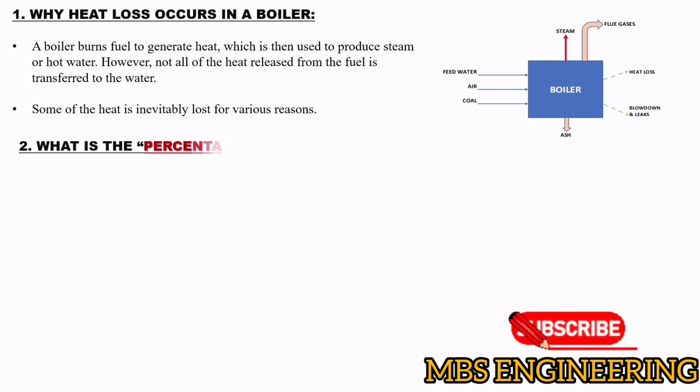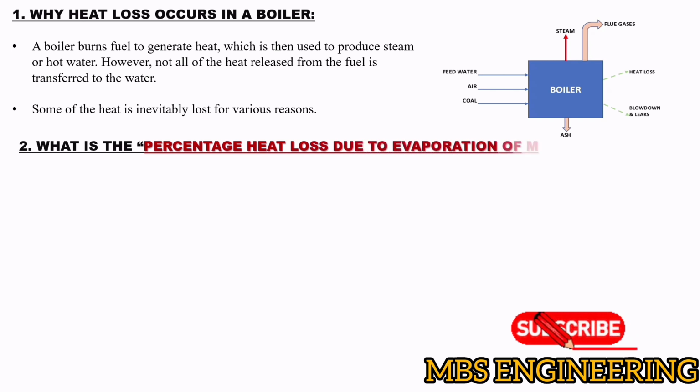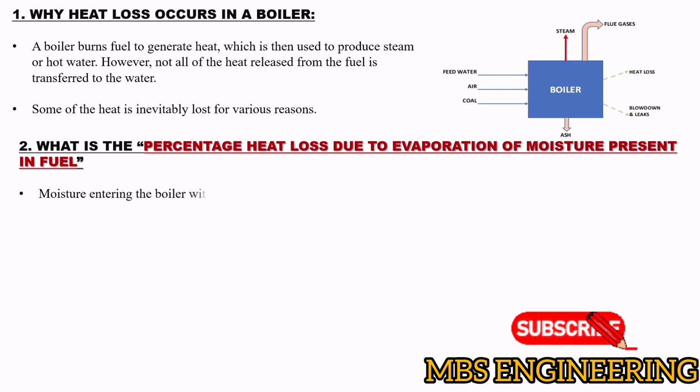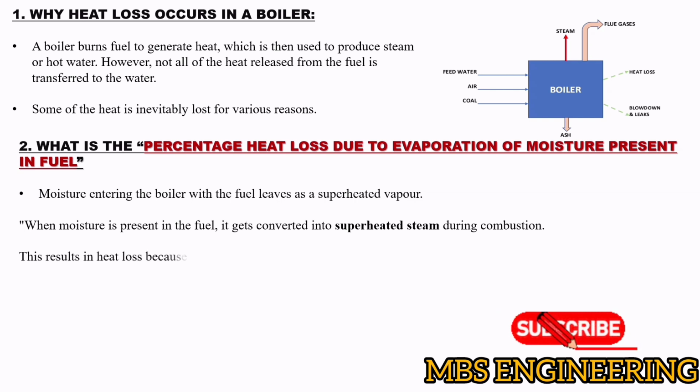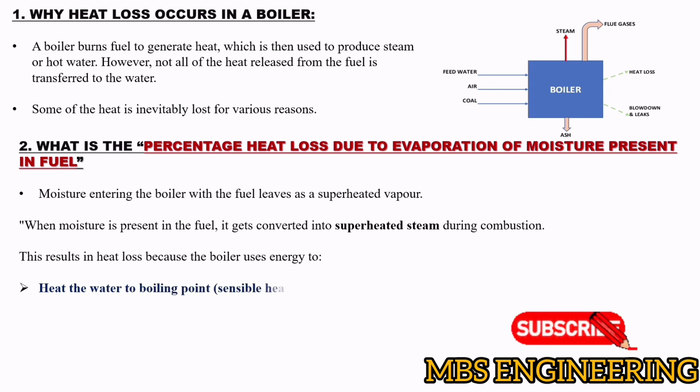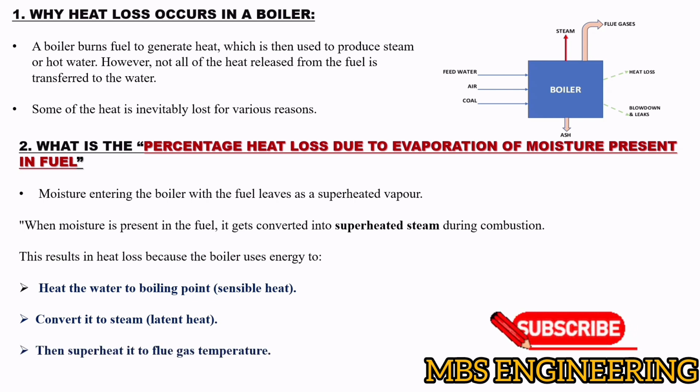Next, we will learn and understand what is the percentage heat loss due to evaporation of moisture present in fuel in the boiler system. Moisture entering the boiler with the fuel leaves as a superheated vapor. When moisture is present in the fuel, it gets converted into superheated steam during combustion. This results in heat loss because the boiler uses energy to heat the water to boiling point, which is called sensible heat, convert it to steam, which is called latent heat, then superheat it to flue gas temperature. This is called moisture evaporation loss.